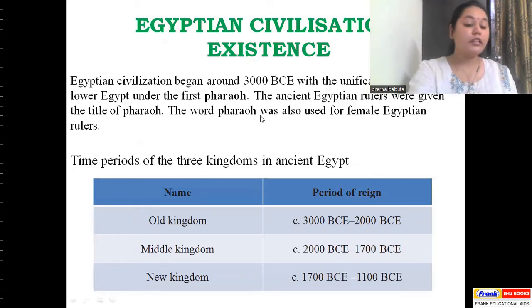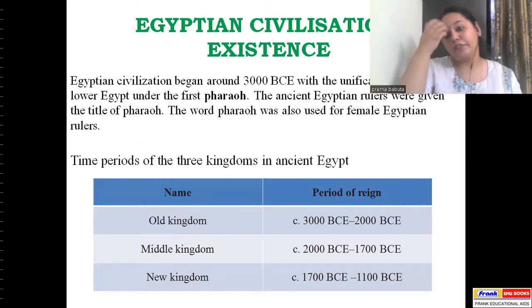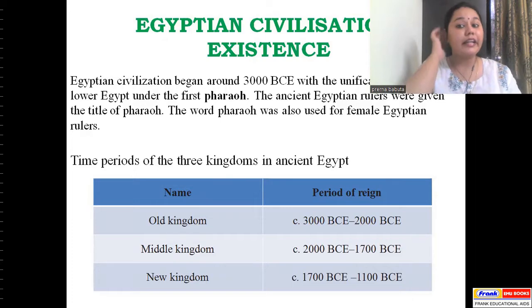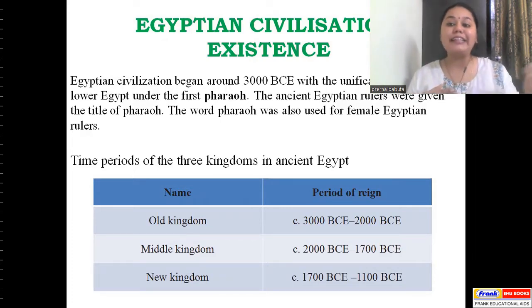So what exactly is this pharaoh? Pharaoh was the term used for the ruler, or the title given for the Egyptian ruler. Like in India, let's say during certain dynasties which came into existence, we use the word king. A lot of places we use the word monarch, right? But in Egypt, the word used was pharaoh.